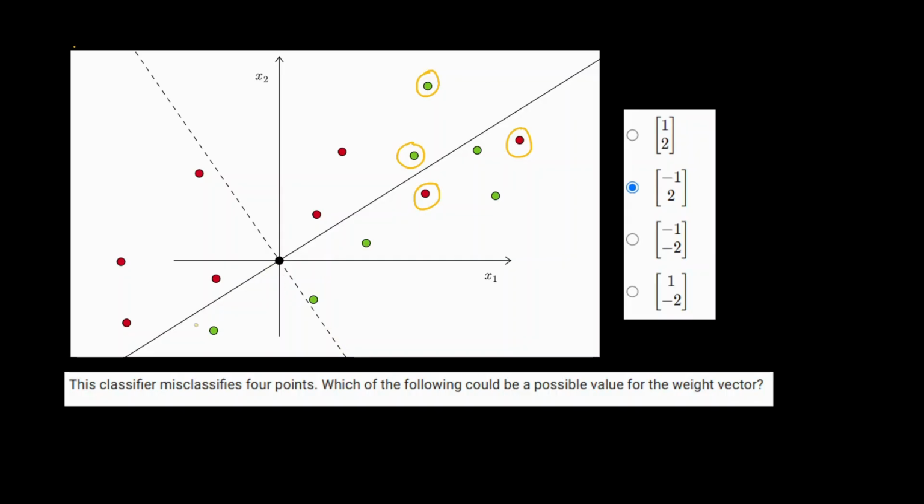Now, since we know that this black line is the linear separator, the weight vector is always orthogonal to the linear separator. So the weight vector will be along this direction. And this means that it is in the negative x direction and positive y direction. Now that can happen only in the second option, which is why the second option is correct.